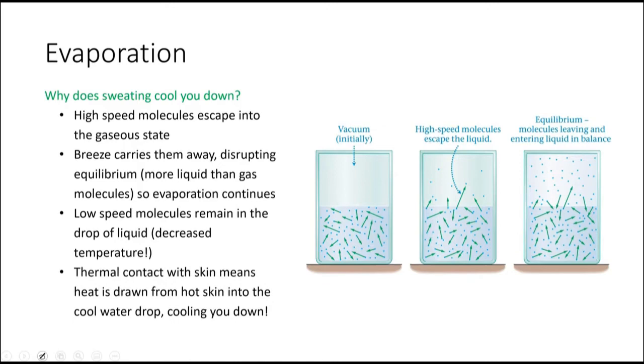Okay, and so that cooler water droplet is in thermal contact with your skin, and it's at a colder temperature than your skin. What ends up happening then is we know that we will have heat flow from the hotter skin into the colder water droplet, and that pulls the heat away from your body and cools you down. So a little bit of interesting physics on why sweating cools you down.